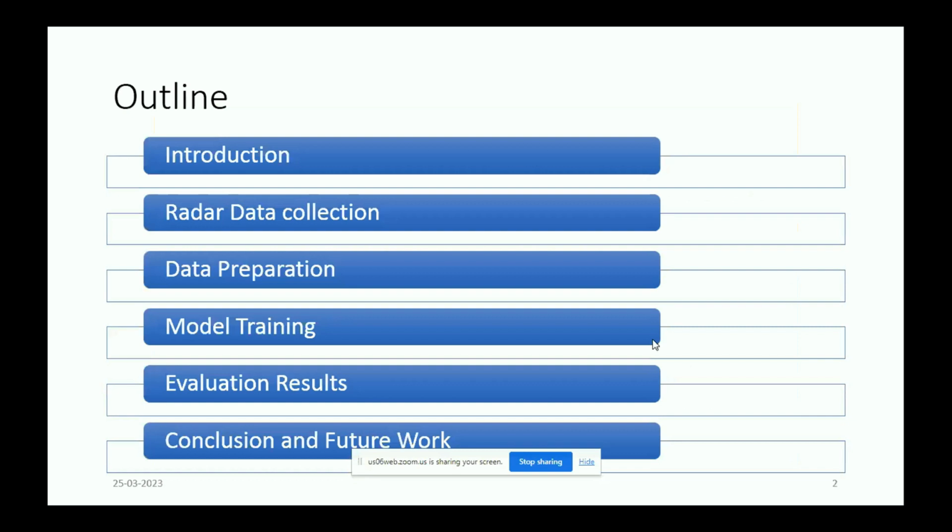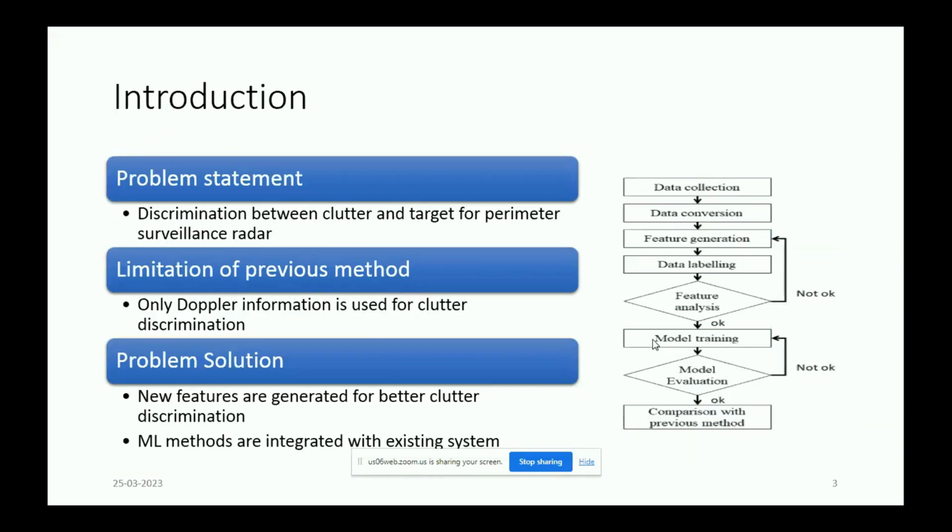So I will start with the outline, where I will introduce by stating the problem statement. Okay, and what was the problem with the existing system, and what was the solution we have provided, and then how we have collected the data, and how we prepared the data, and then the modeling, then evaluation results I will share, and then I will conclude my presentation. So this was the problem statement.